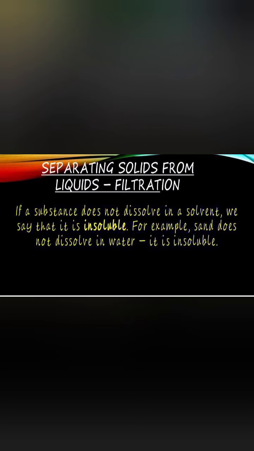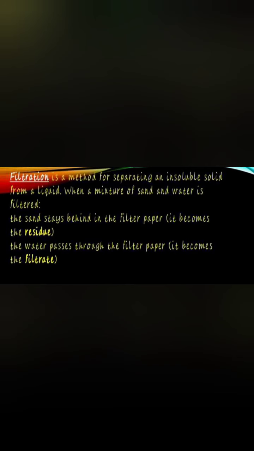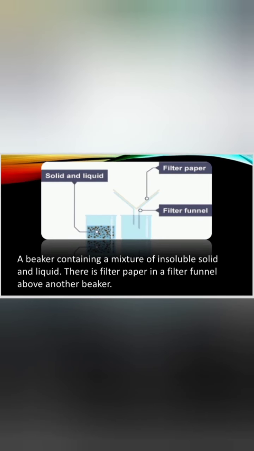Now, for the method in separating solids from liquids, filtration is used. So filtration is a method for separating an insoluble solid from a liquid. When a mixture of sand and water is filtered, the sand stays behind in the filter paper and the water passes through the filter paper. So, the sand that stays behind in the filter paper is called the residue, while the water that passes through the filter paper is the filtrate.